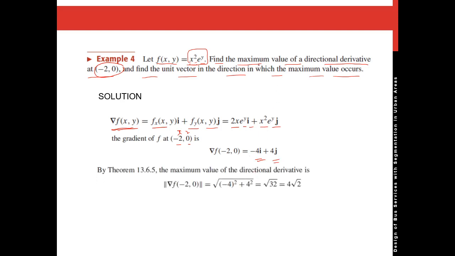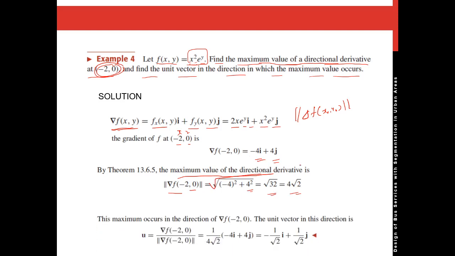Then we have to find the maximum value of the directional derivative. I told you that the maximum value of the directional derivative is the modulus of del f at (x naught, y naught). So this is the maximal value of the directional derivative. So we will find the norm of del f of minus 2, 0. The norm is root of minus 4 whole square plus 4 square, which is equal to root 32, which is equal to 4 root 2.